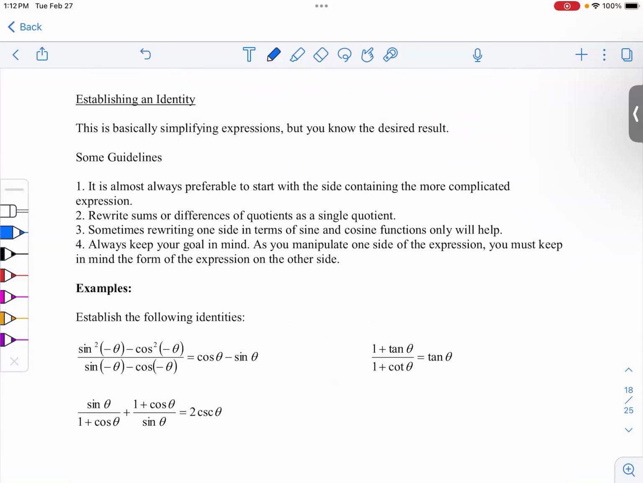Okay, so back to our establishing identities. So establishing identities are actually really, really nice because you have a starting point and an ending point. Now, it doesn't matter if it's the left or the right side. The main idea is start with the most complicated side. It doesn't matter if it is on the left or if it is on the right. If you start with the most complicated side and you simplify that as far as you can, then move to the right side and simplify that until basically both sides are equal. That's the idea. Because I'm trying to show that one side is equal to the other side.